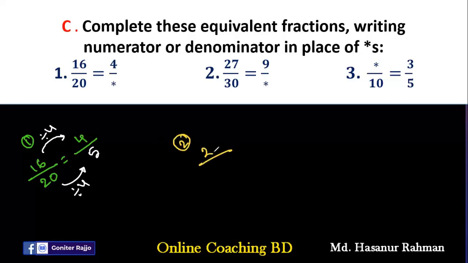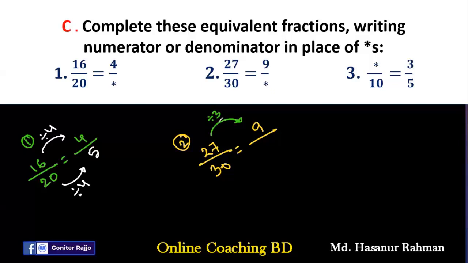Now number 2. 27 divided by 30 is equal to 9 divided by star. That means we have to identify this missing number. Look at this. 27 to 9. We have to find the smallest number. That means we have to divide. 27 to 9, how can we identify? We have to divide it by 3. 27 divided by 9, that is 3. So 27 divided by 3, that will be 9.